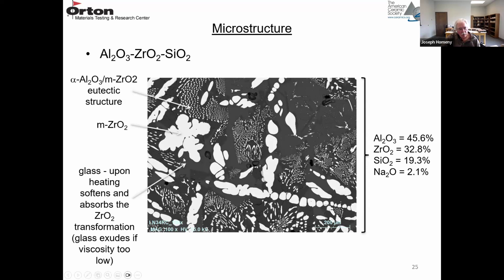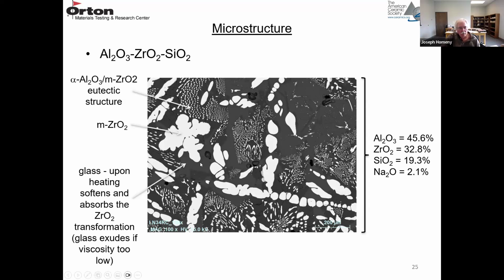And then your glassy phase, when you heat this refractory up, it softens. It's very viscous, but it softens. And then when the zirconia goes from the monoclinic to the tetragonal version and back and forth, it absorbs the transformation. So the glass is put in there deliberately to account for the phase change monoclinic to tetragonal zirconia and the volume changes.